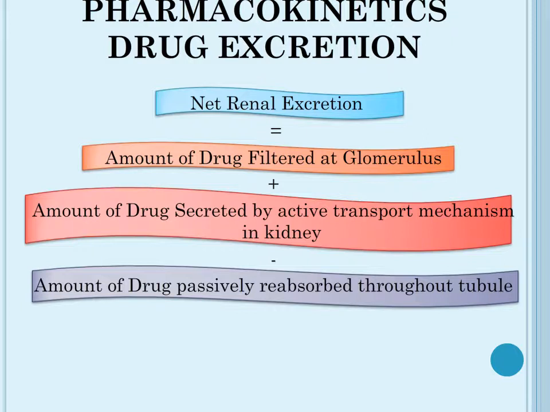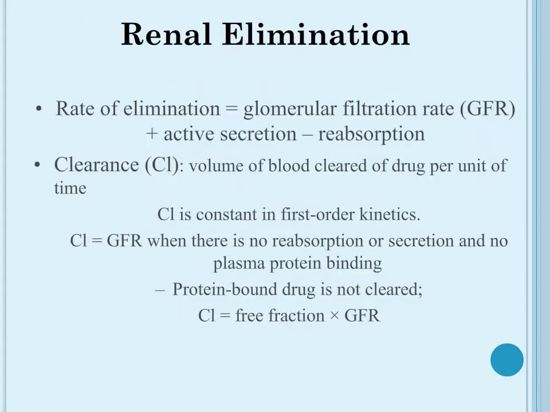As a result, the net renal excretion is equal to the amount of drug filtered at the glomerulus, plus whatever active secretion may happen via the anionic and the cationic co-transporters in the proximal tubule, minus whatever lipid-soluble drug will be passively reabsorbed through the tubule. Therefore, rate of elimination is equal to glomerular filtration rate plus active secretion minus the reabsorption.